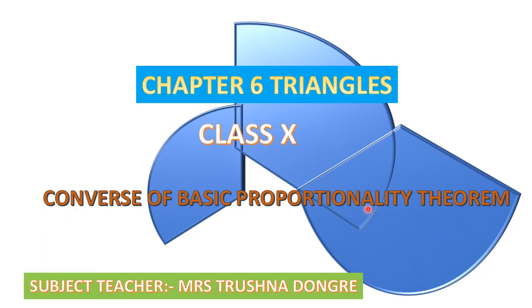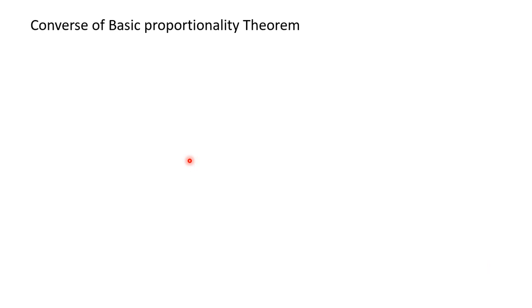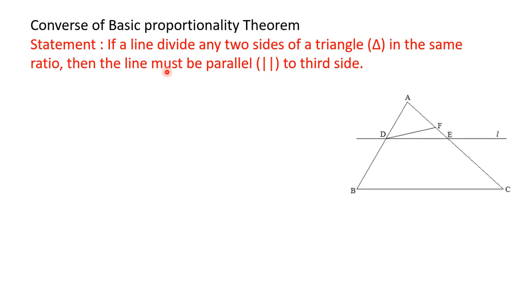Converse of basic proportionality theorem, class 10th, chapter number 6, triangles. The statement of the converse of basic proportionality theorem is, if a line divides any two sides of a triangle in the same ratio, then the line must be parallel to the third side.